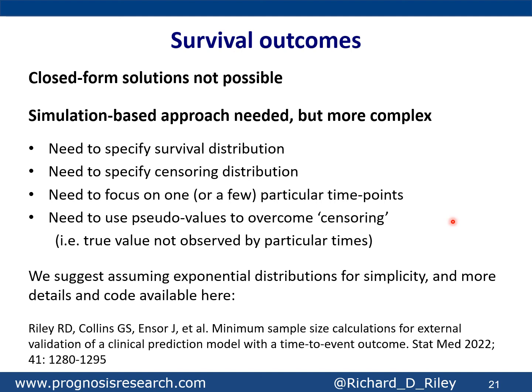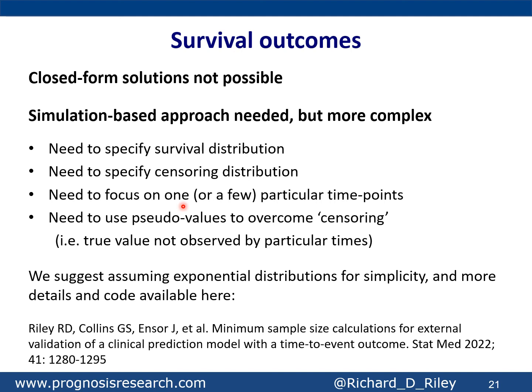You need to specify the survival distribution, the censoring distribution. It's important to focus on a particular time point or time points, and to be able to examine calibration plots at particular time points and avoiding categorization and making sure that we can plot calibration curves, we need to use something called pseudo values, which I'm not going to go into here, but we do in the paper.